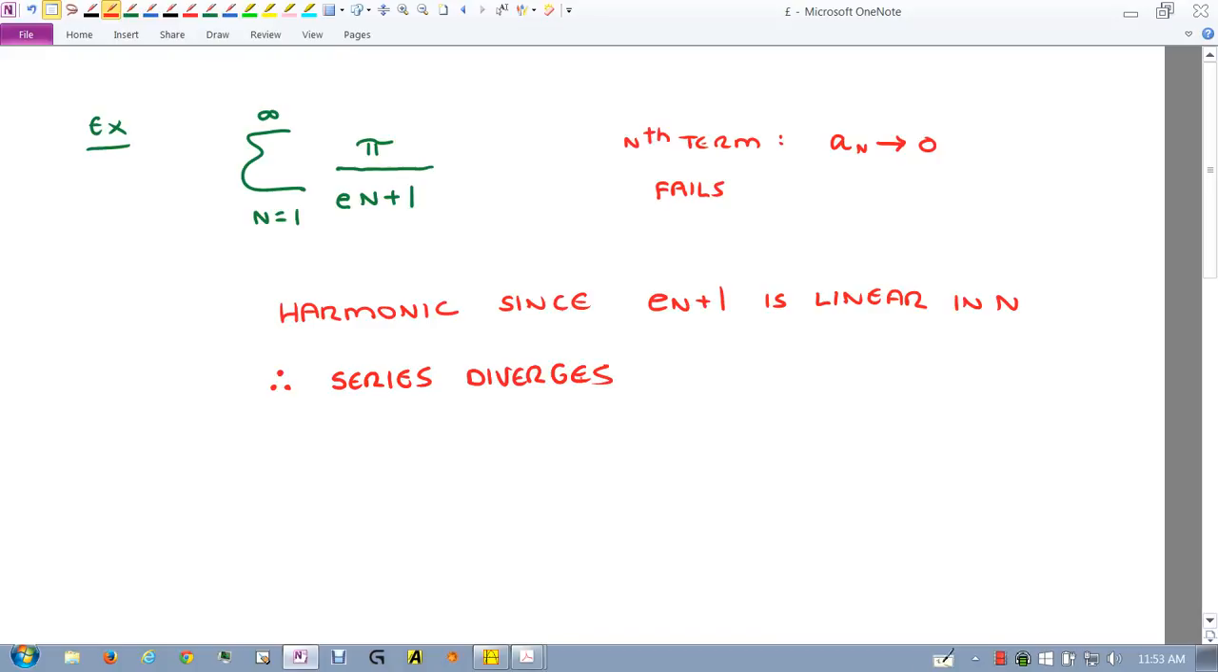All right. Next one. Next type of series. Next one is called telescopic or collapsing series. And I'll give you an example. We're going to start with an example.